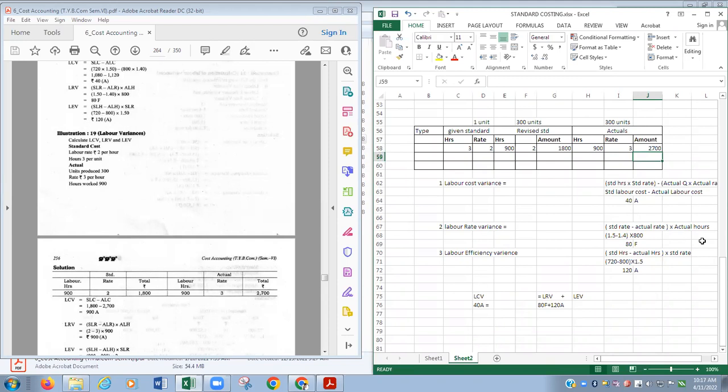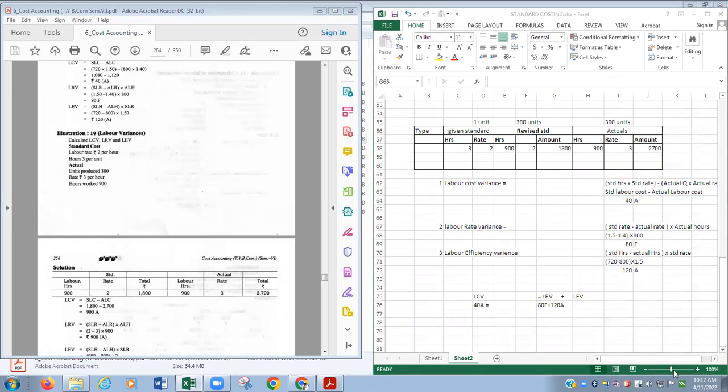Students, have you understood this revised standard concept? How I have prepared this column for revised standard, and how I have calculated the values for the revised standard. Okay, fine. Thank you, Jason.